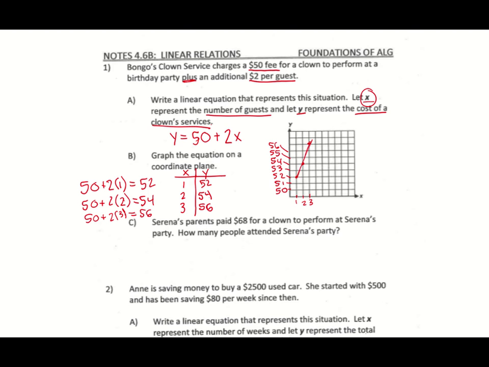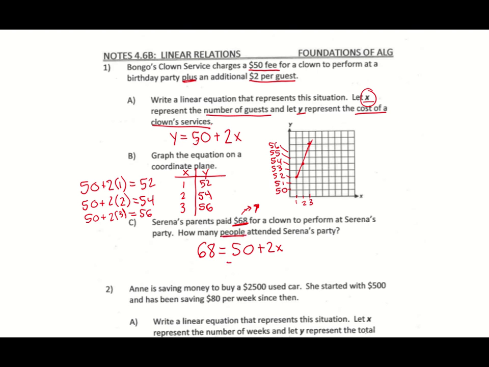Okay, our last piece says, Serena's parents paid $68 for a clown to perform at Serena's party. How many people attended Serena's party? So if our total was 68, that is our y, our total. So if we plug in $68 for y, now we have one variable left, so we can solve for x to figure out how many people.